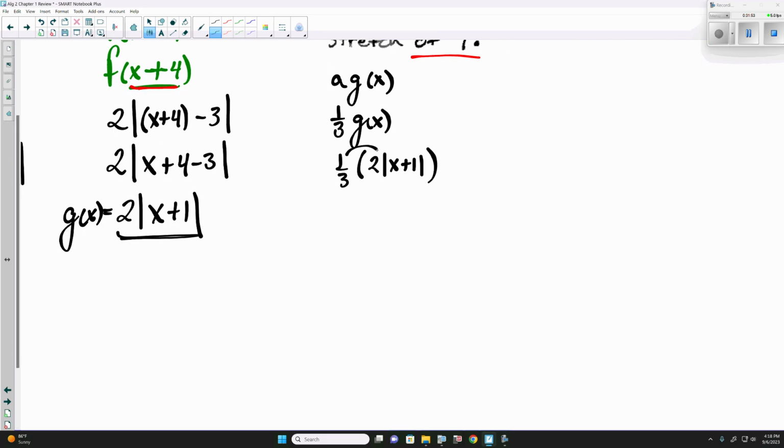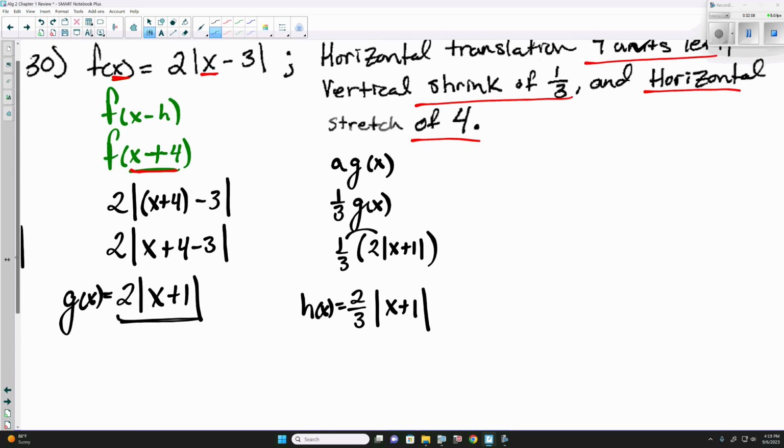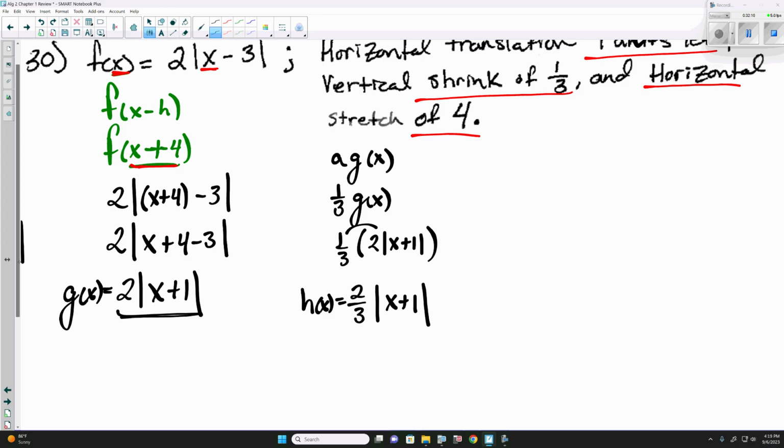Now at this point here we can distribute, and since there's only one term, we'll multiply the 2 and 1/3, giving us 2/3 times the absolute value of x. And at this point we can call it h of x. What we call it is not truly important, it's just making sure we do the right steps. So that one's done. And the last one is horizontal stretch of 4.